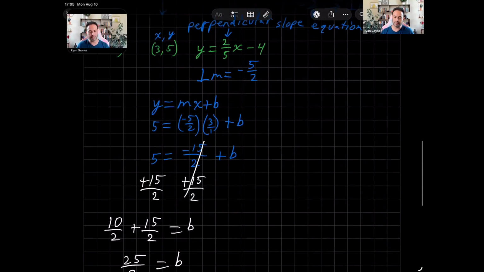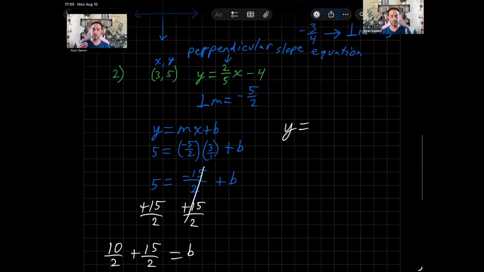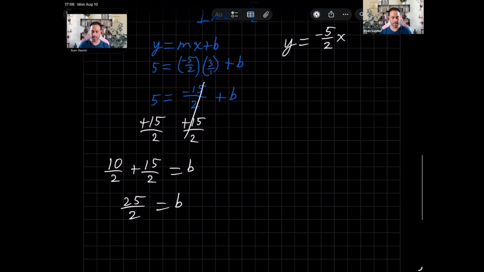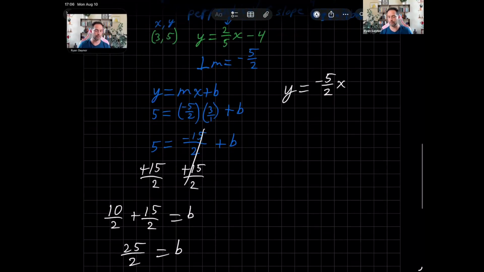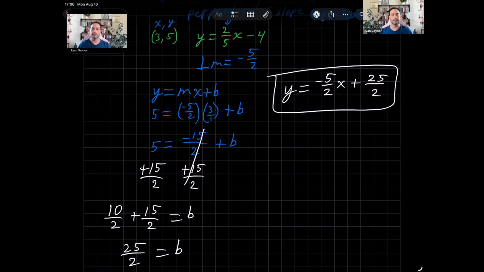And now I can write my final equation. Y equals the perpendicular slope to 2/5, which is negative 5 over 2 times the x, and then my b was 25 over 2, so plus 25 over 2. And that's it for today's lesson on parallel lines and perpendicular lines.